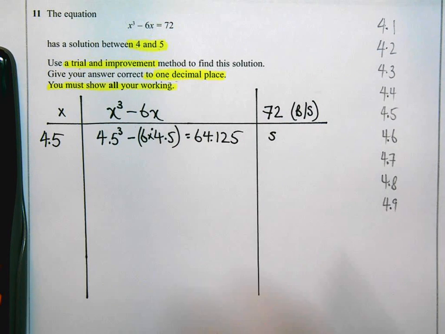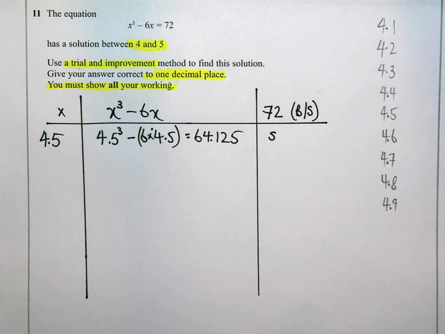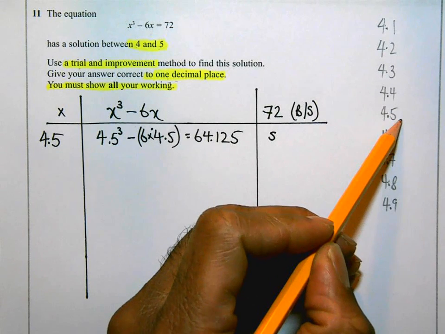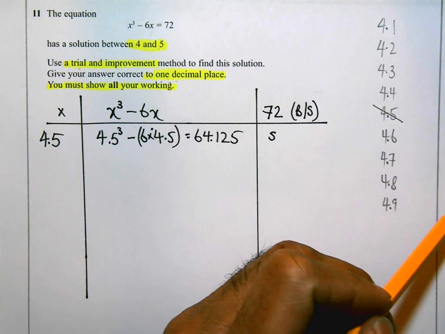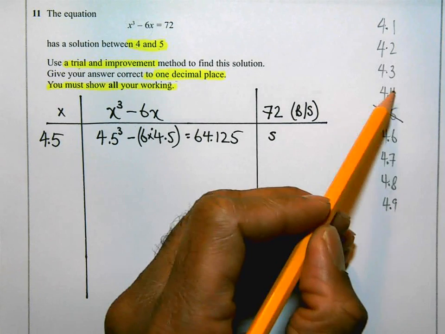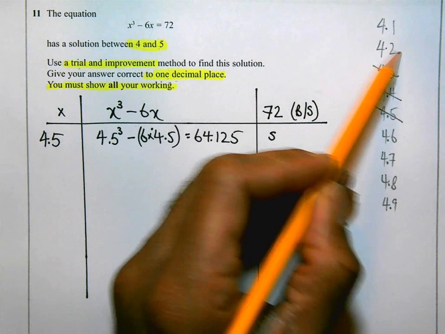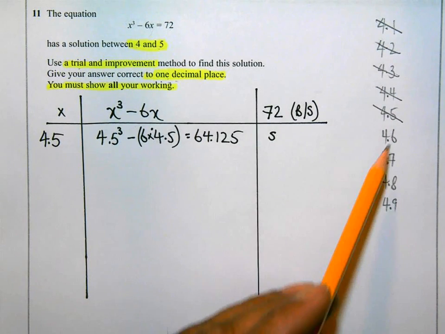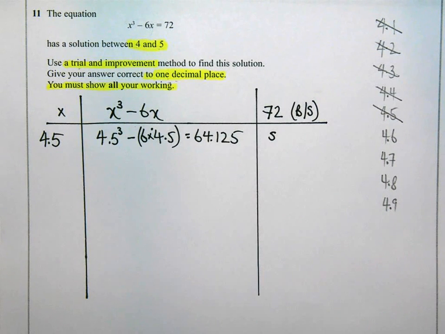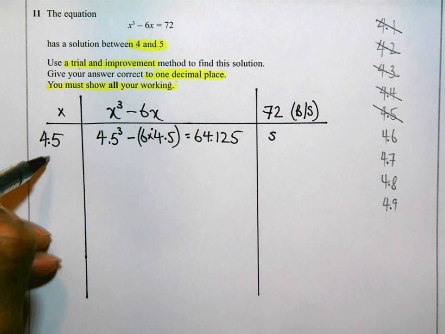Remember, my target is 72. So what should I try next? Well, before I do that, 4.5 is too small. I need to find something bigger, so all of these smaller ones are no good. My answer is going to come from here, and I could pick any of those. I'm actually going to go up in a logical way. I'm going to try 4.6.